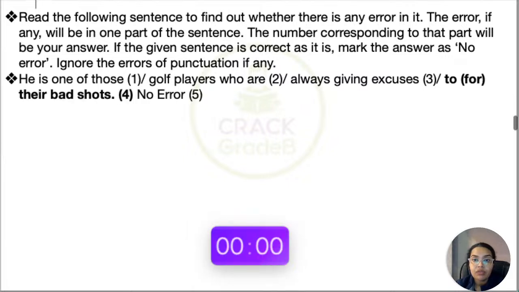He is one of those golf players, with plural players, so after that always giving, you give an excuse for something to someone. So here after to there is the name of the person to whom the excuse is given. That's why this to is wrong. For their bad shots. Okay. Theirs. That's why they are here.